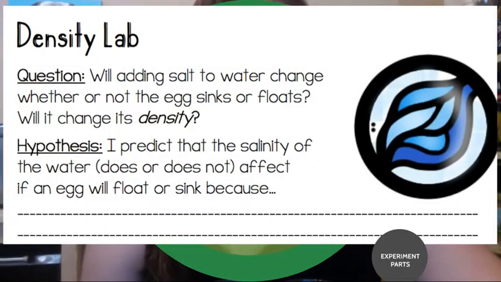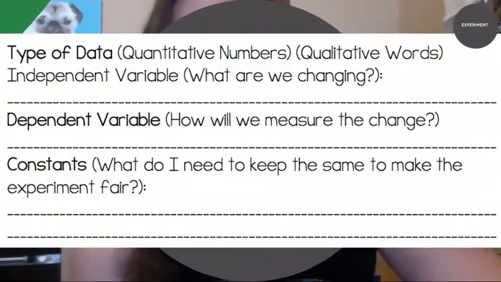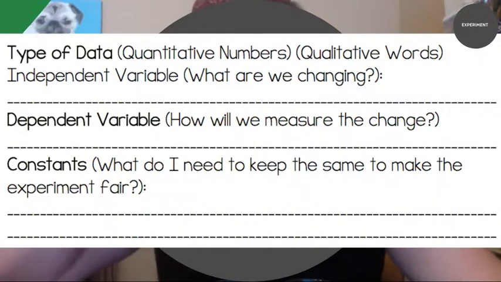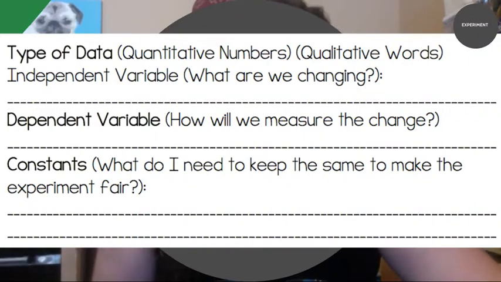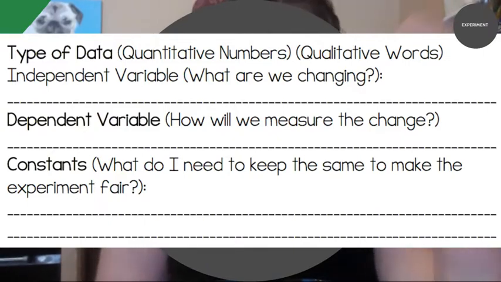So now you need to write a hypothesis or an educated guess. I predict that the salinity of the water does or does not affect if an egg will float because, and explain. So now for experiment parts, pause this video for just a second and then come back when you're ready for me to answer the questions. And so don't just copy down what I'm saying, actually pause, try to answer this on your own, and then replay when you're ready.